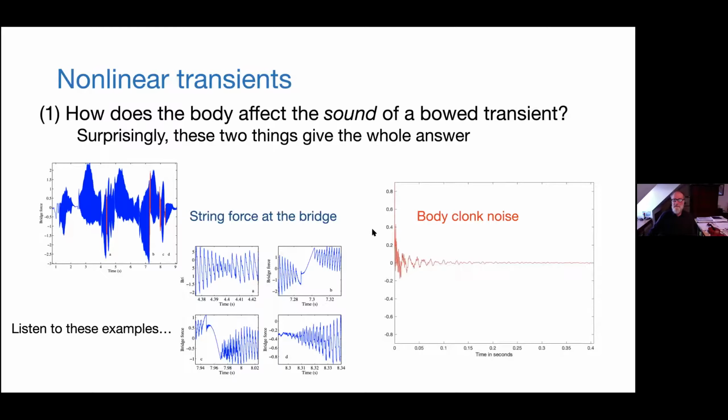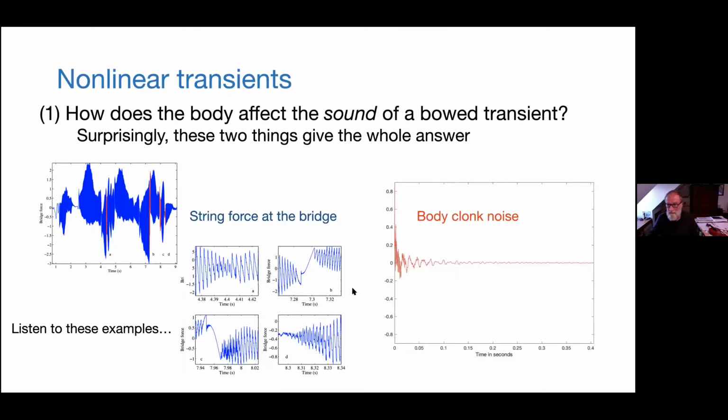Now, how does the body affect the sound of a transient? Well, curiously, for those who don't already know this, two things I've already shown you give you kind of the whole answer. I'll say what I mean by kind of in a moment. But the claim is that if you measure this force, remember, this is the force that the string is exerting on the bridge, so that's the input force that's driving the body, and if you know this clonk noise, if you know what happens when you apply a force to the bridge, either what happens to the body or what you hear in your microphone at your chosen listening position, you can put those two things together and make a sound that should be the sound of that violin at that microphone.